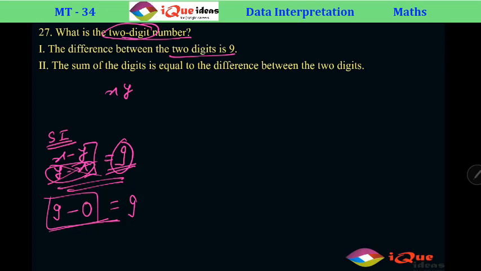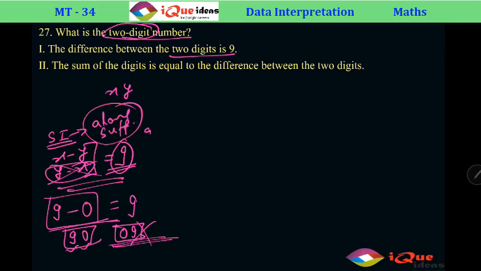We can't take 09. If there is a 2-digit number, it can be 90. This is a valid 2-digit number. 09 is not a valid 2-digit number. It is a single-digit number. A 0 in the beginning doesn't make any difference. So statement 1 alone is sufficient to answer the question, and the answer is 90.